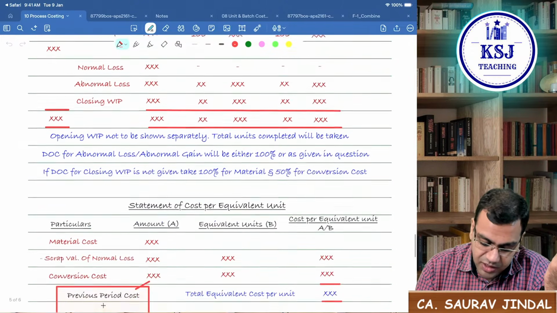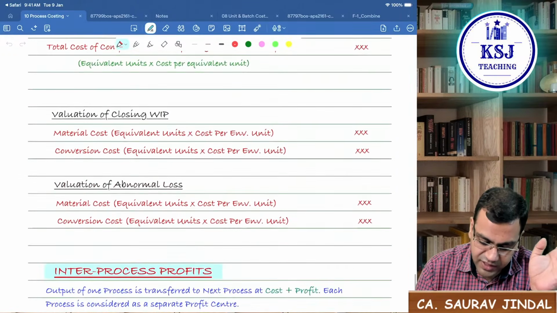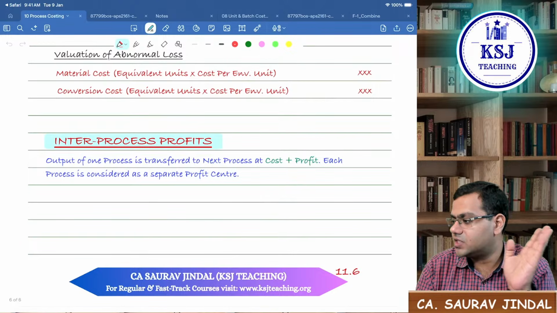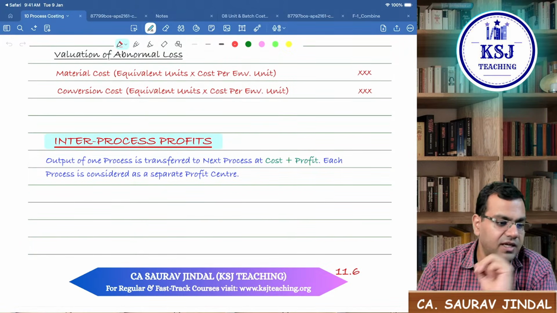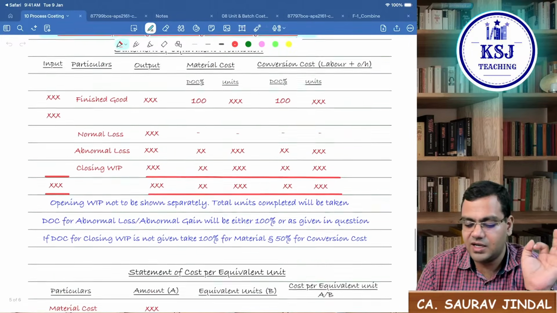For weighted average method also I have given everything. Valuation of finished goods, closing WIP, everything I have explained. I have explained with the example. Just here also I have given everything, each and every detail is given to you.